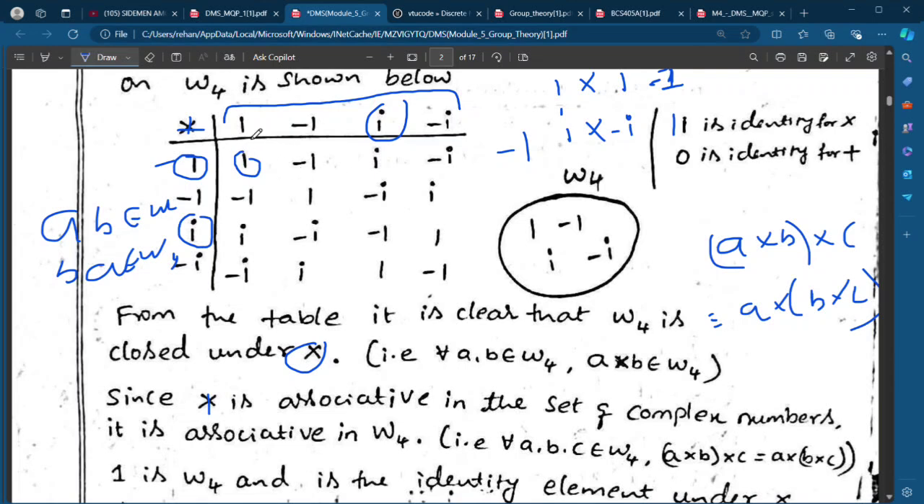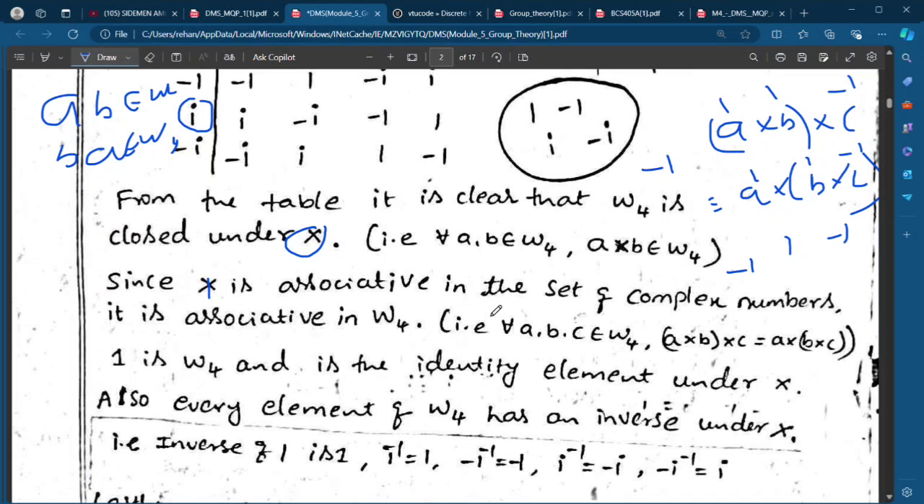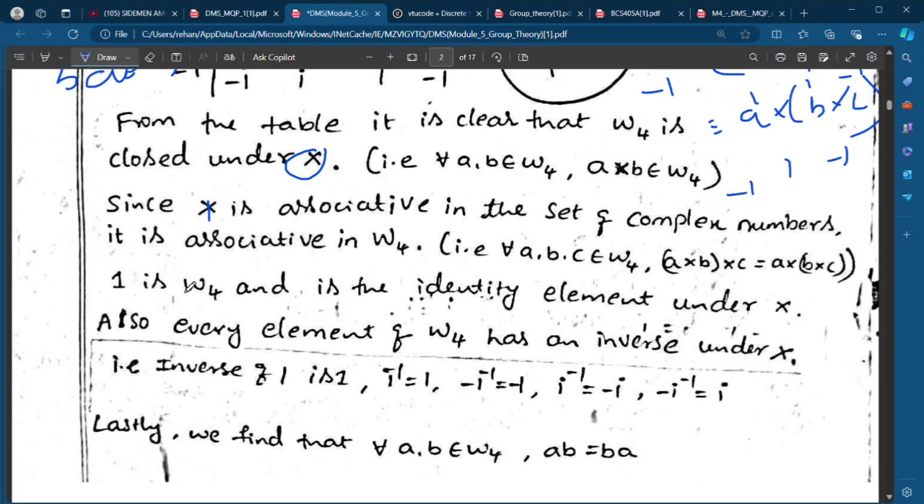Now first I will do b into c. 1 into minus 1 is minus 1. Then 1 into 1 is 1, then 1 into minus 1 gives minus 1. Again 1 into minus 1 will give me minus 1. So you can see that associativity is getting proved. So 1 in W4 is the identity element under multiplication. Since all the elements multiplied by 1 give the same number, I can say that 1 is my identity element.